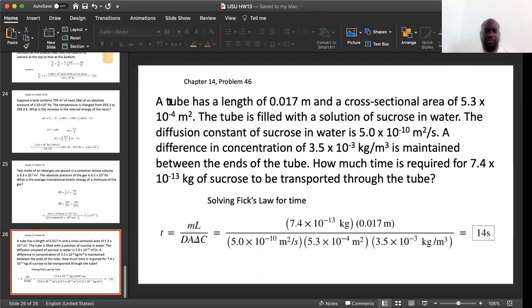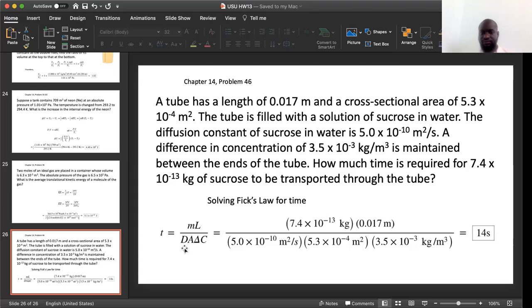And the last problem says, chapter 14, problem 46, a tube has a length of 0.017 meters and a cross-sectional area of 5.3 times 10 to the minus 4 meters squared. The tube is filled with a solution of sucrose in water. The diffusion constant of sucrose is given by that. So we're just going to use Fick's law for time. Solve Fick's law for time, and you get mass times length over D.